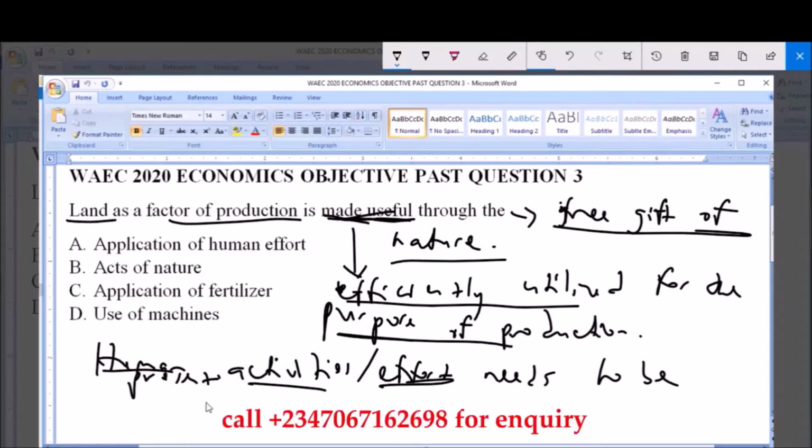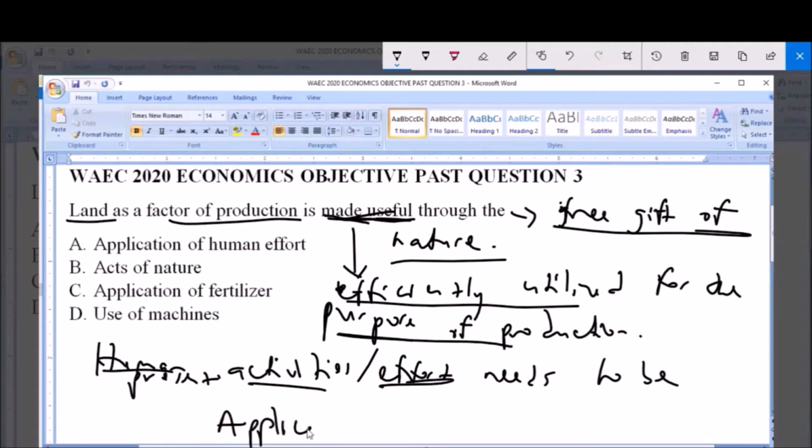So human activities or effort needs to be involved. So for that, you can say human activity needs to be applied. So application of human effort activity needs to be applied to land for it to be made useful. So option A says application of human effort. So as we have established, this is the correct answer to this question.